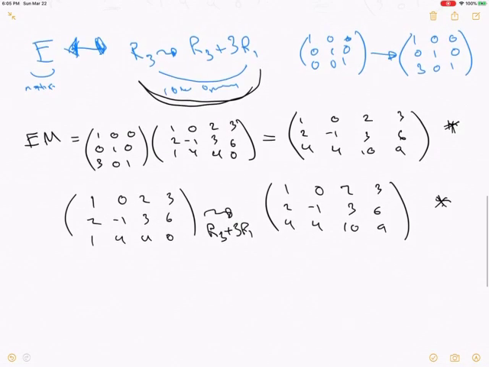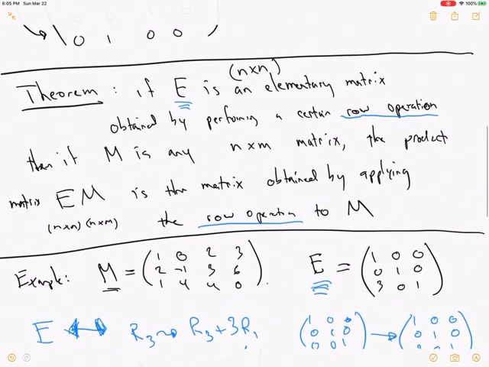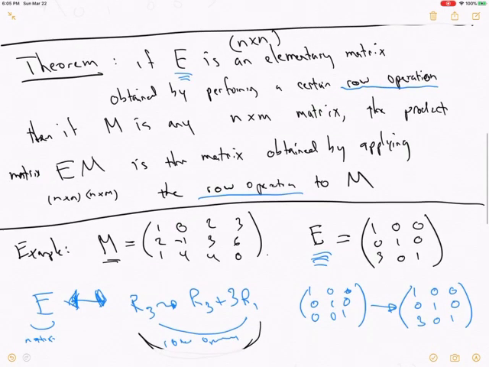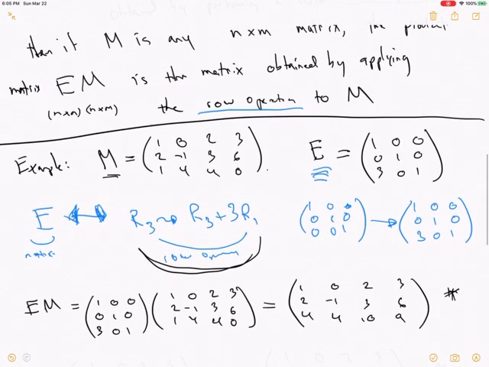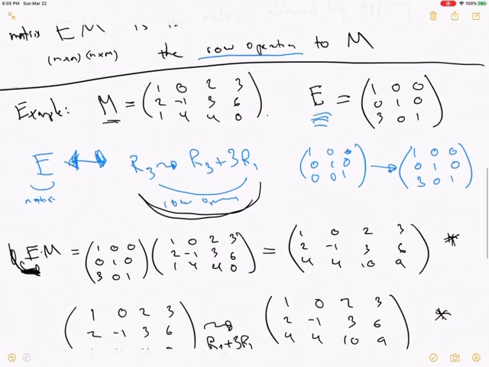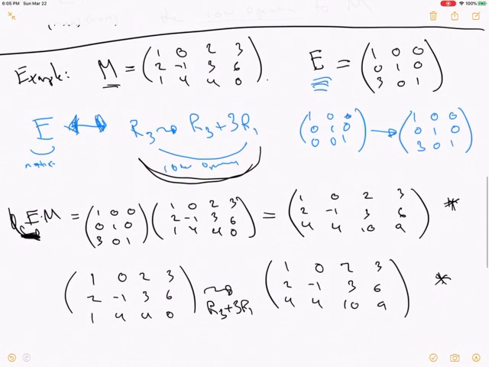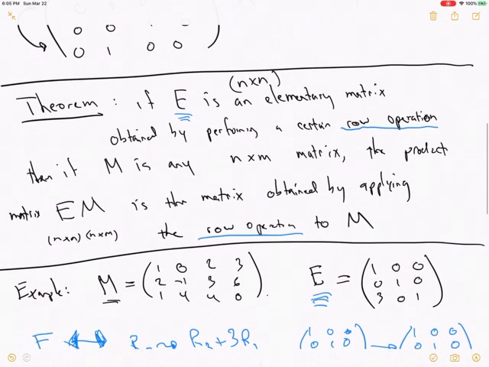So that is what this theorem is saying. This theorem is saying that elementary matrices sort of represent performing an elementary row operation. So if you multiply by an elementary matrix, it has to go on the left side. So here you put the elementary matrix on the left side. So E times M is the same thing as just applying the elementary row operation used to define the elementary matrix in the first place. So that's what this theorem is saying.